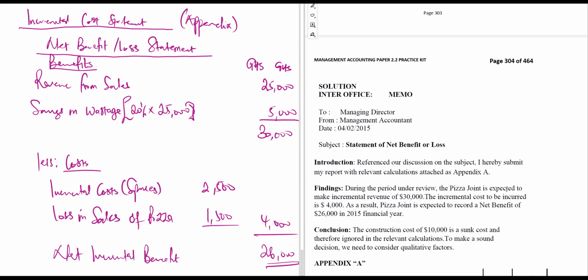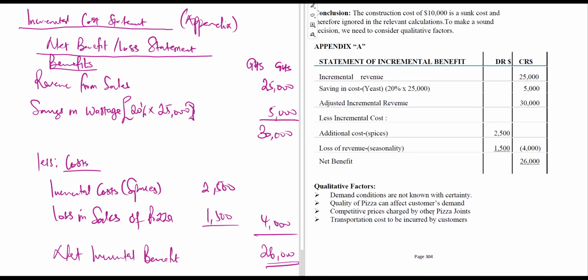During the period, the pizza joint is expected to make incremental revenue of 30,000 and the incremental cost to be incurred is 4,000. As a result, the pizza joint is expected to record a net benefit of 26,000 in 2015. Conclusion: the construction cost of 10,000 is a sunk cost and therefore ignored in the relevant calculations. To make a sound decision, we need to consider qualitative factors.